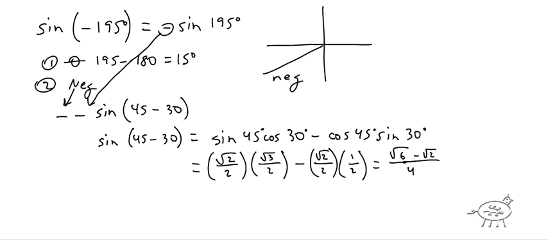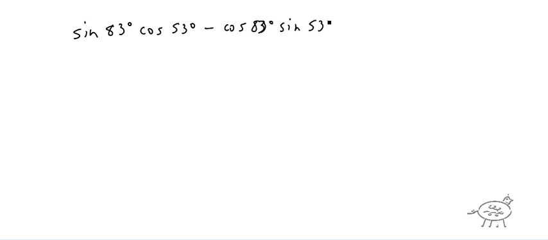Okay, now one problem where we actually work backwards. If I give you a problem that looks like this, sine of 83 degrees, cosine of 53 degrees, minus cosine of 83 degrees, sine of 53 degrees. You're looking at the problem going, I have no idea what sine of 83 is or cosine of 53. How am I supposed to do this problem?